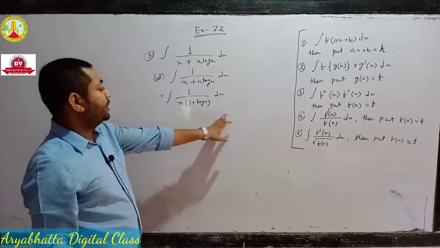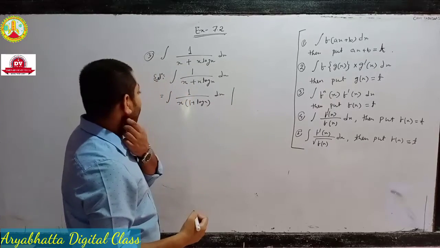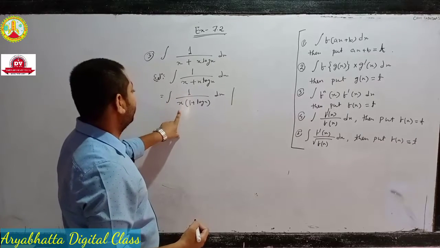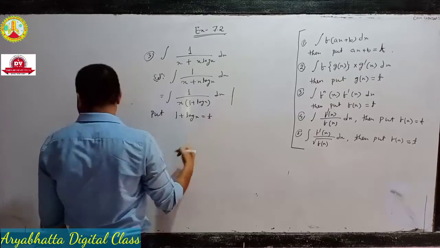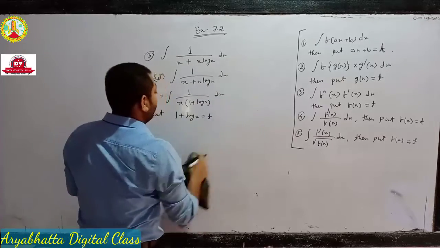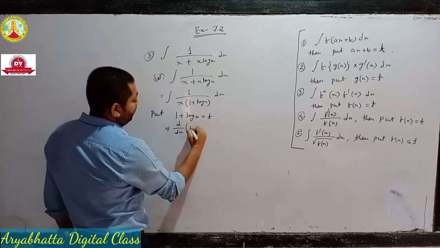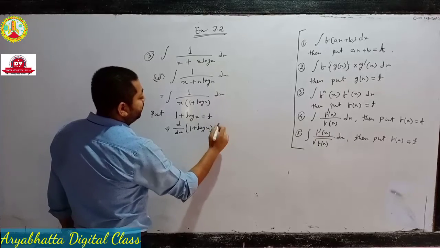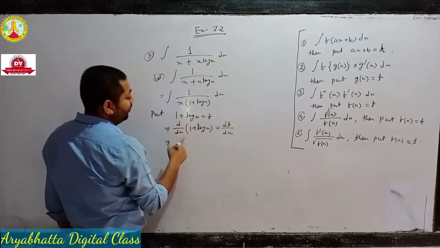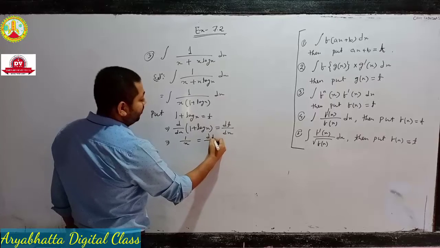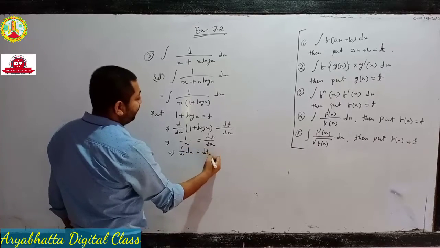Substitute 1 plus log x equal to t. After differentiating the function 1 plus log x with respect to x, we have 1 by x. Differentiating both sides with respect to x, d by dx of (1 plus log x) equals dt by dx. This implies d by dx of 1 is 0, d by dx of log x is 1 by x, so 1 by x dx is equal to dt.